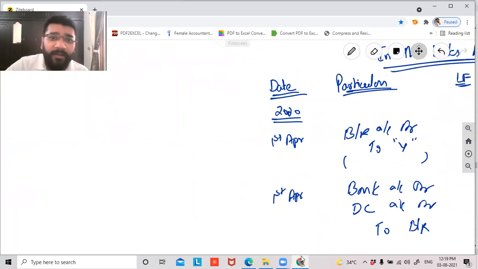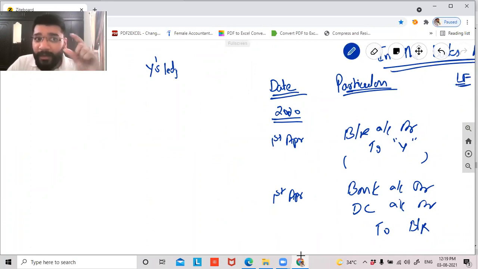Now we have to open Y's ledger, guys. Without forgetting, open Y's ledger. In which format? T format or statement format? T format you can open, but in T format, doing the balancing is difficult. So that's why I preferred statement format. If you want, you can do the ledger format, that is T-shape format. I don't mind, but I would prefer the statement format.